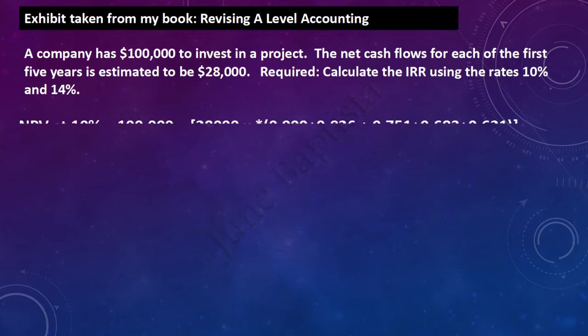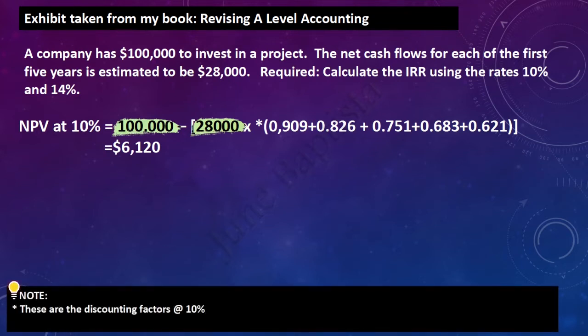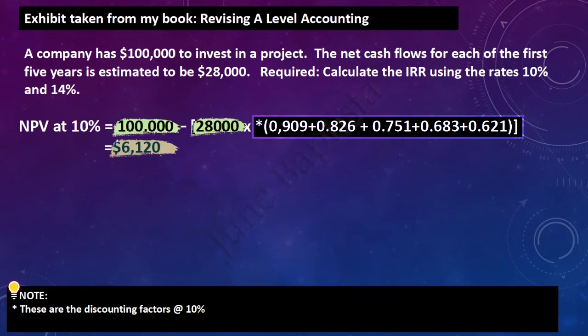Let us now calculate the NPV at 10%. That is equal to $100,000, which is the initial outlay, minus $28,000 positive net cash flow every year, times the discounting factor. Note, these are the discounting factors at the rate of 10% for 5 years. This gives us a positive $6,120. This is the NPV at the rate of 10%.